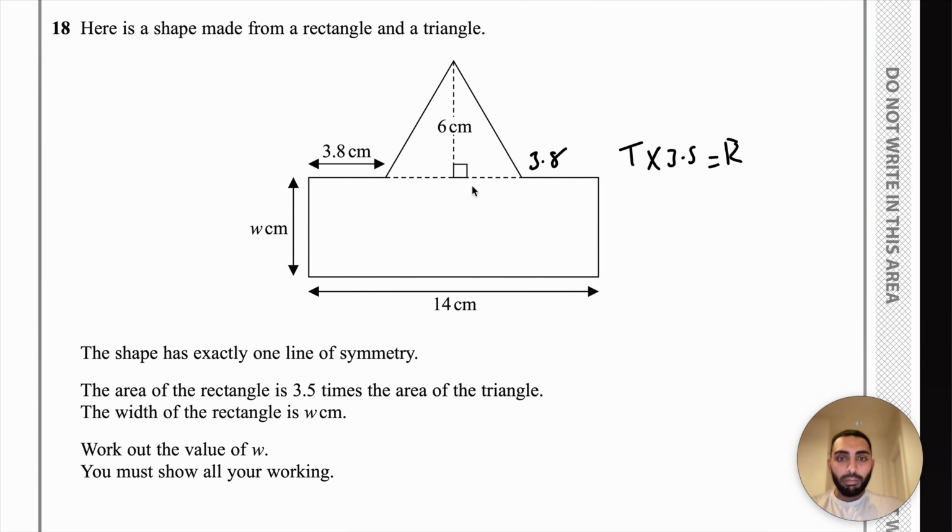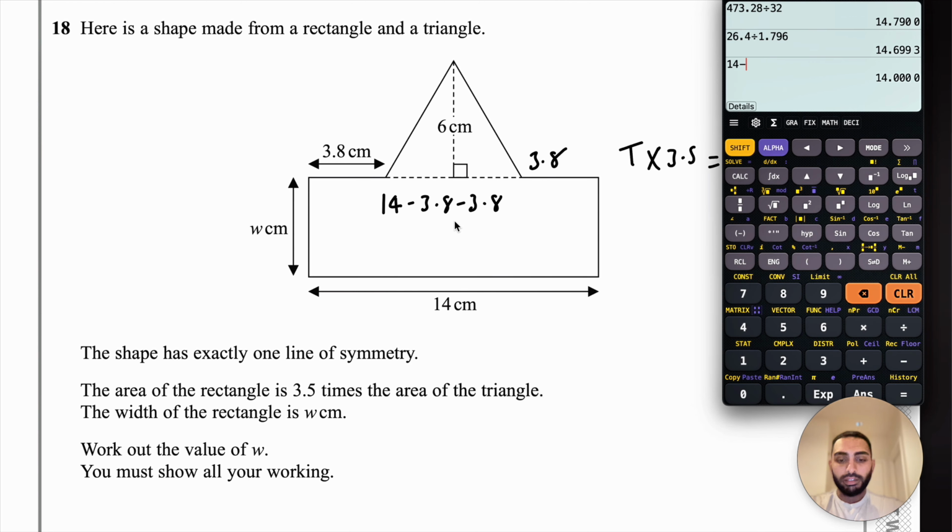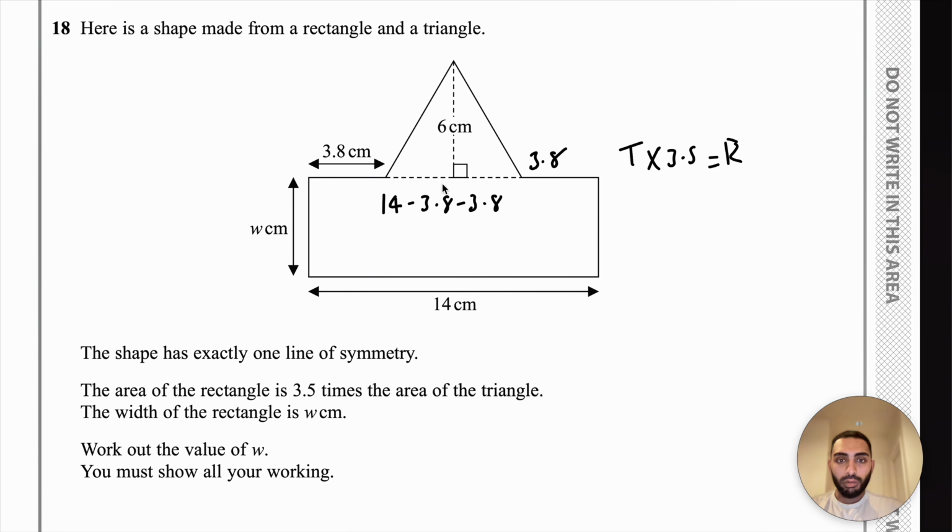And now I need to find what the base of this triangle would be so I can find out the area. If I add this line and this line and this line up, I would get 14. So to find that line, I'm going to do 14, take away 3.8, take away 3.8. So that's 14 minus 7.6, which is 6.4. So this length is 6.4 centimeters.